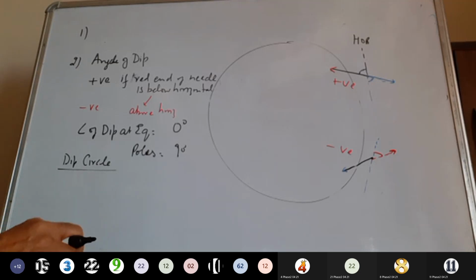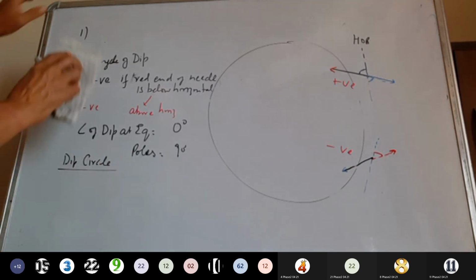because the place where you are sitting, you know the direction of the north, geographical north. So from there, 5 degrees towards east is the direction of the Earth's magnetic field in the horizontal plane. Then you know that angle of dip is 20 degrees. So you make an angle of 20 degrees with the horizontal. So that will become your direction of the Earth's magnetic field.